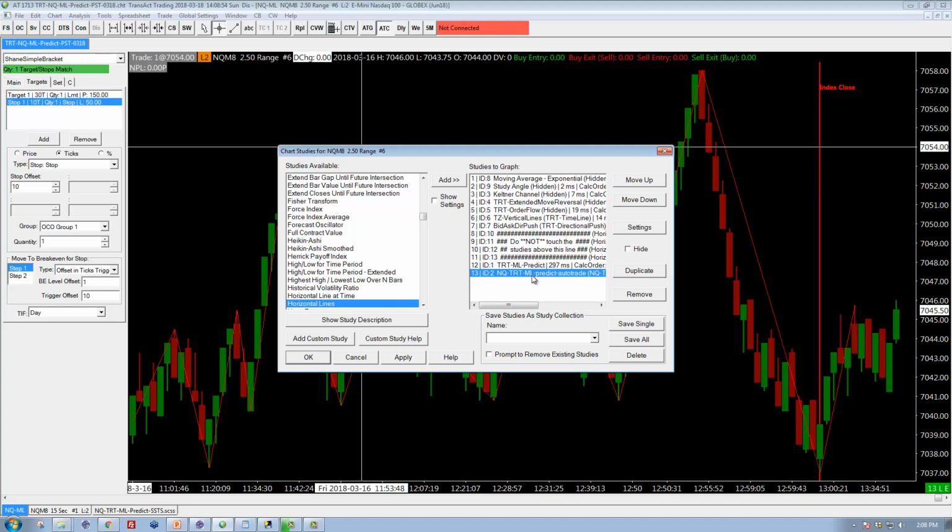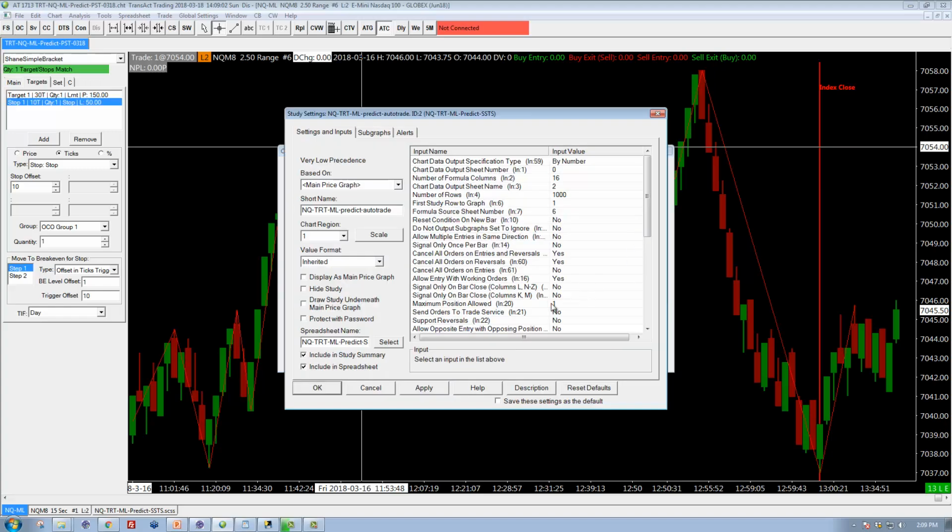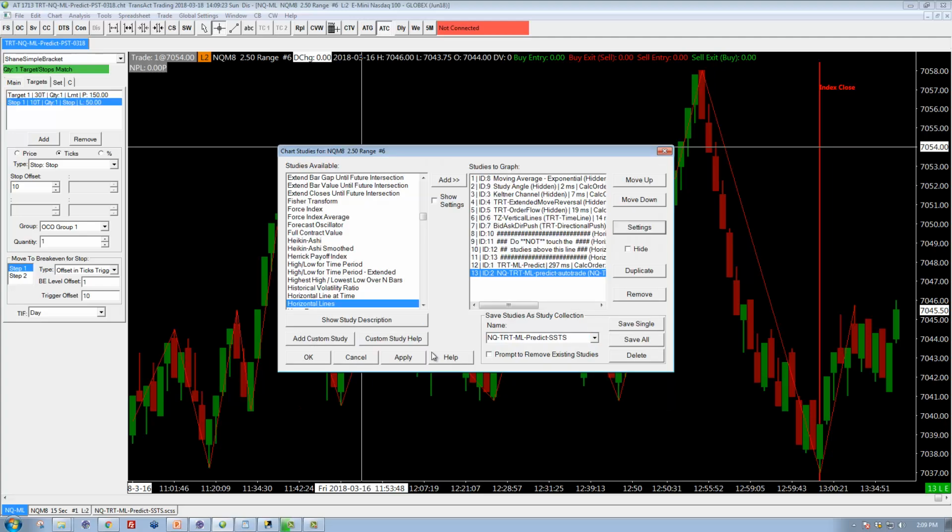In the spreadsheet study, and this is the bottom one, NQ TRT ML Predict Auto Trade, you need to make sure that send orders to trade service is set to yes. If you want to send an order to the broker, this has to be yes. Okay. It defaults to no on installation, and you may have changed it to no if you were doing testing of some kind. So just make sure it's set to yes in order to actually trade. Okay, and that's it. That's done.